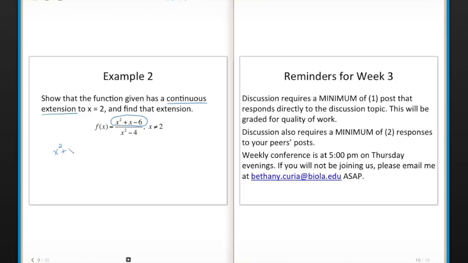Now this asks us to show that the function given has a continuous extension to x equals 2 and to find that extension. What that basically means is they're admitting for you that there is a discontinuity and they're asking you to fix it. To start with, we're going to factor both the top and the bottom and see if we can simplify this rational expression. If we factor x squared plus x minus 6, we'll get x plus 3 times x minus 2. And then if we factor x squared minus 4, we'll get x plus 2 times x minus 2.